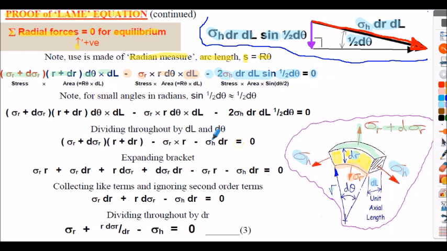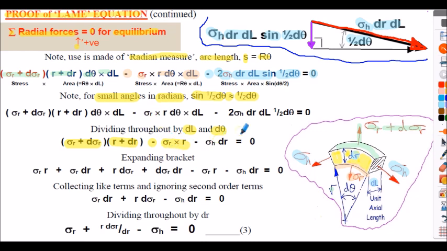Note that for a small angle specified in radians, sine of half d theta is approximately the same as half d theta, so we can ignore the sine function. That's what's shown on the next line. And if we then divide throughout by dl and d theta, the equation simplifies to this. Sigma r plus d sigma r in a bracket multiplied by r plus dr, that's this term here. We subtract from that the sigma r multiplied by r, shown above.